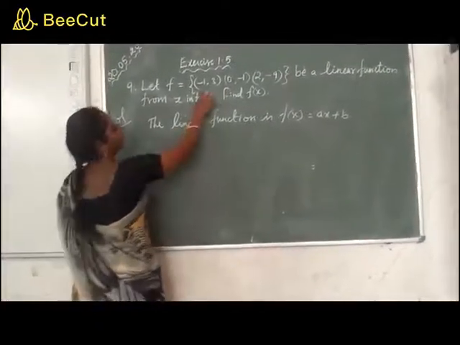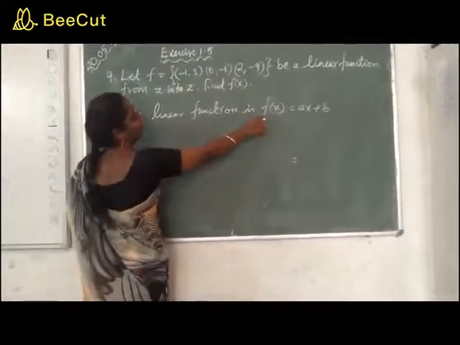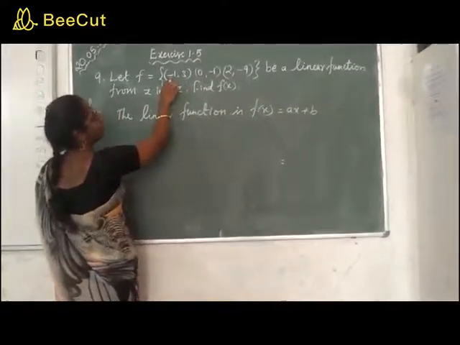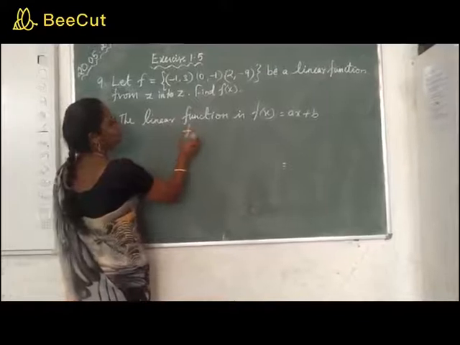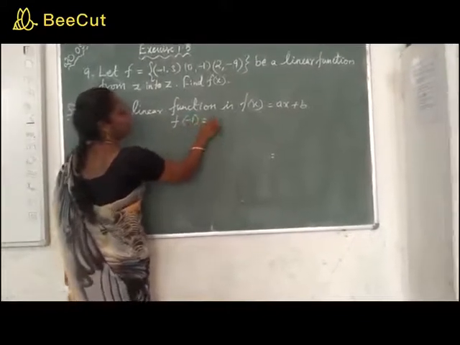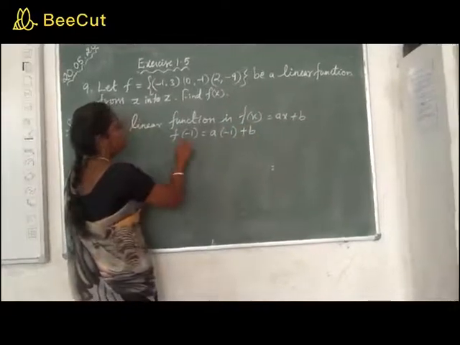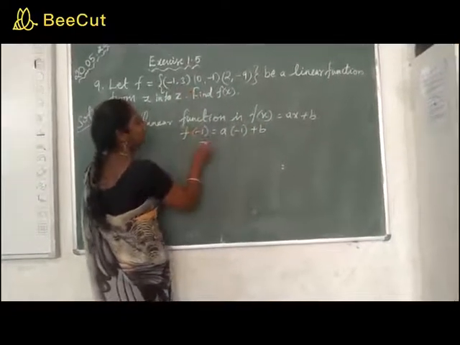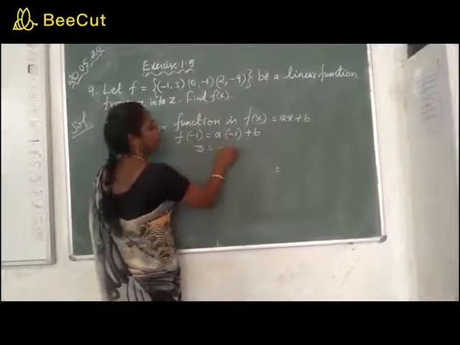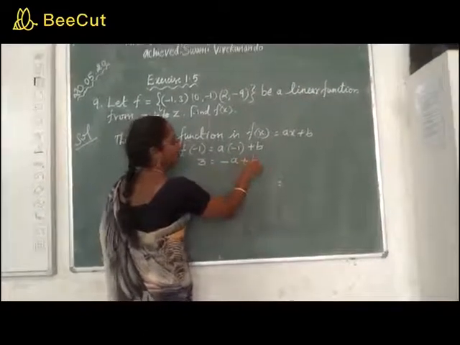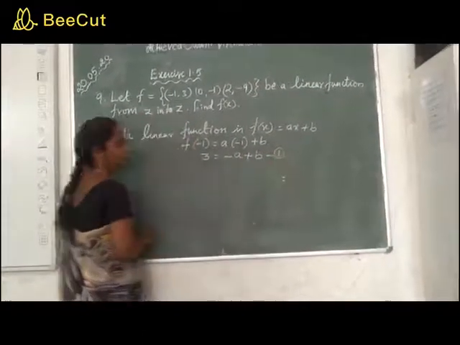Now substitute the x value from the question. The x value is minus 1, so f of minus 1 is equal to a into minus 1 plus b. f of minus 1 means the range is 3. So 3 is equal to minus a plus b. It is equation number 1.